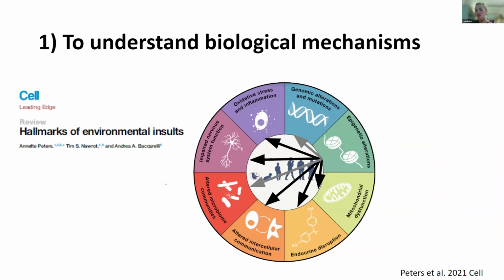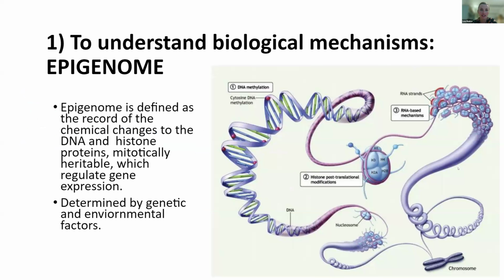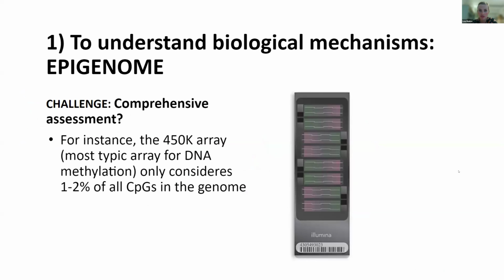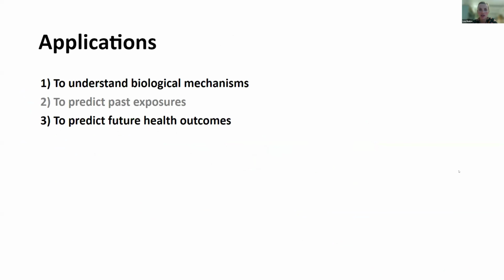If you don't know this review by Anna Peters and colleagues, I invite you to check it. They came up with what are the main biological signatures of environmental insults. It's a non-exhaustive list, but it does provide food for thought on the main biological pathways of interest when we're looking at the exposome. I'm going to skip through some of that, but I will share the slides.